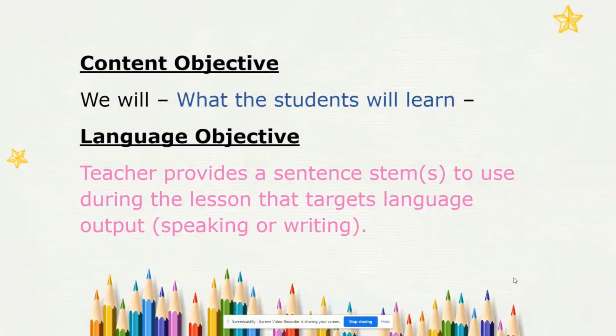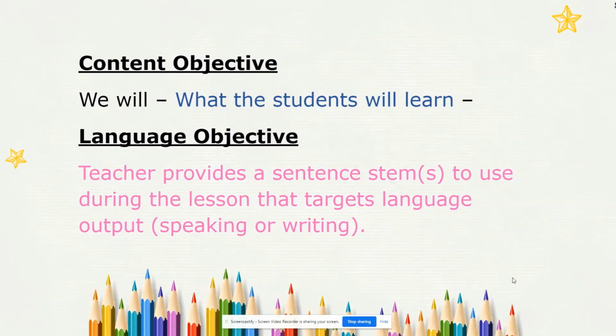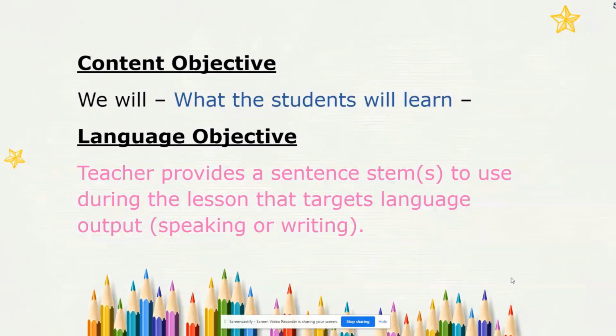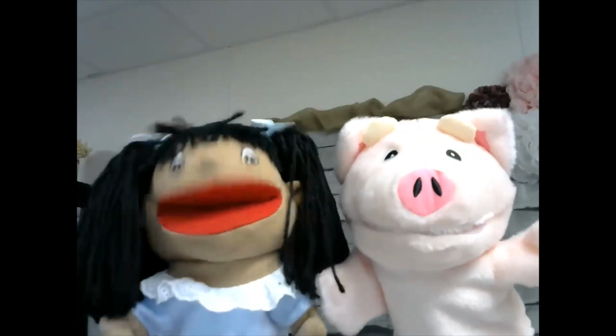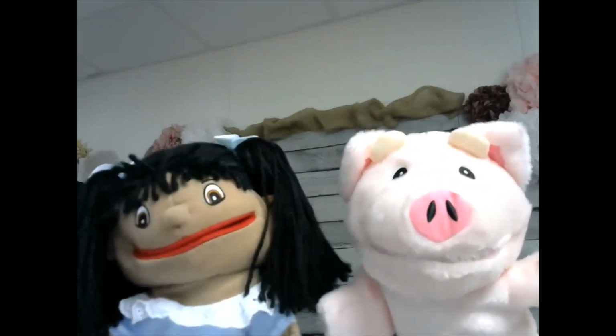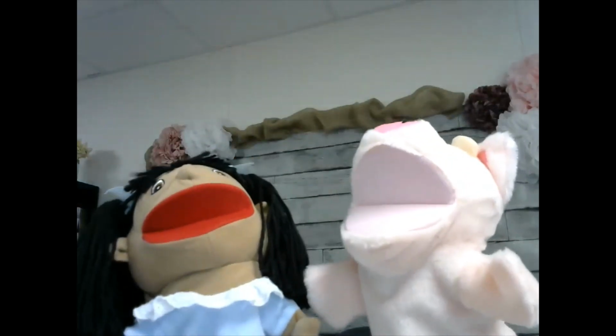What does this look like in our classrooms? First, the teacher will display the content objective in words of the student: we will, followed by what the students will be learning. Next, they're going to post the language objective. The teacher will provide a sentence stem with intentionally embedded academic language for students to use in their speaking and writing. So you're probably wondering, what does that look like in my content area? Let's take a look.